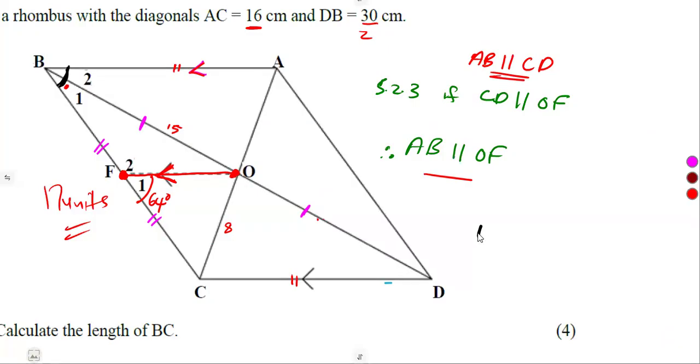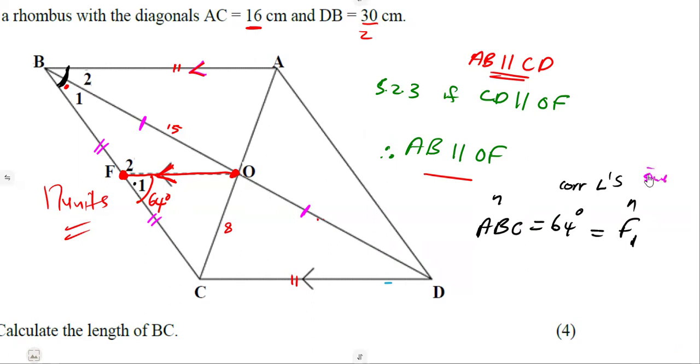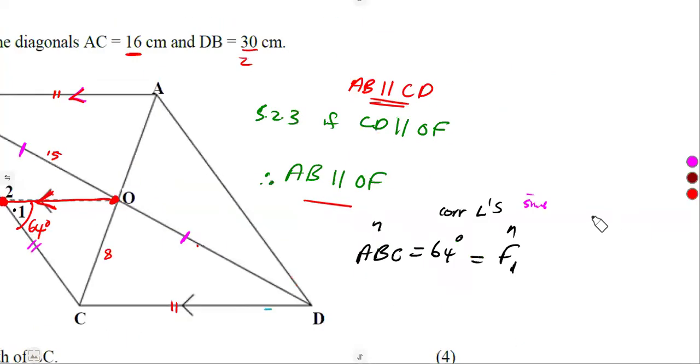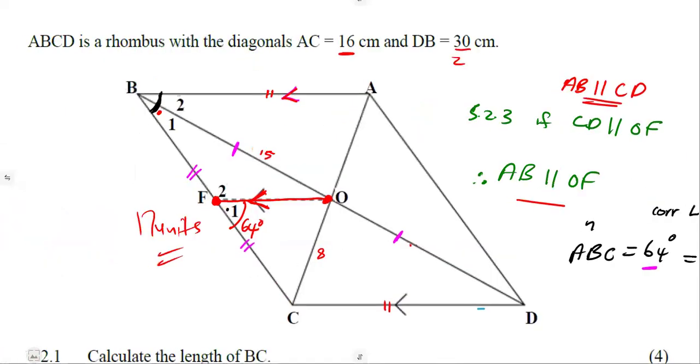Corresponding angles. The whole of angle B, angle BC, must be equal to 64 degrees, which is the angle F1 that we are seeing there from that one that we were given before. We're talking about corresponding angles there, since we are referring to AB parallel to OD, AB parallel to OF. So if the whole of this angle is 64, what about angle B1? That is the question.